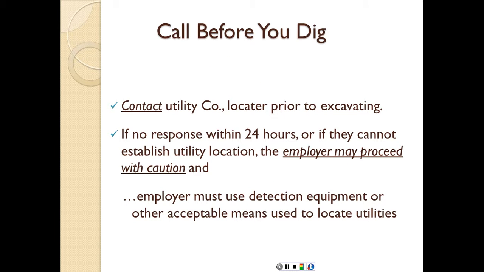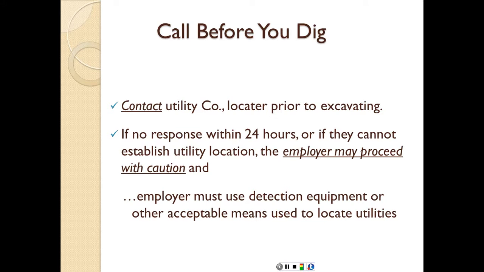Call before you dig. There's usually an 800 number. In case you are doubting whether there are utilities or not, call that number and they're going to give you some information. So contact the utility company locator prior to excavating. If there is no response within 24 hours, if you don't get an immediate response from them, or if they cannot establish utility location, if they don't have existing maps, then the employer may proceed with caution, because you may hit a cable, especially if it's a live cable that can cause electrocution.